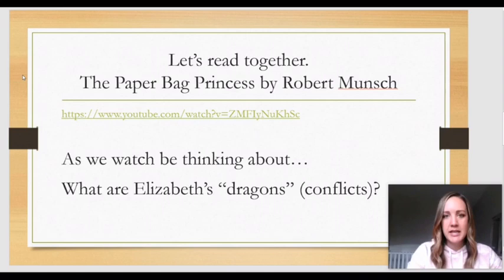Let's do this work today by first reading a book that you may have read before called The Paper Bag Princess by Robert Munsch. We're going to be reading this book, and the main character in here is called Elizabeth. And I want you to be thinking about, what are Elizabeth's dragons in the story? Now, I know she has a literal dragon, like an actual dragon that she faces, but go deeper than that. I want you to think of, what conflicts does Elizabeth face?